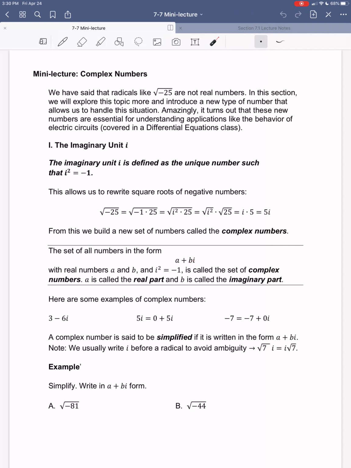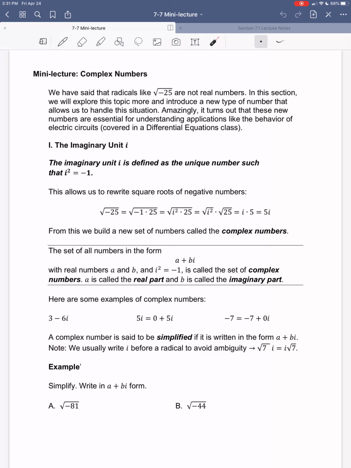So these are examples of complex numbers. 3 minus 6i would be a complex number. 5i, that doesn't have a real part. This is a pure imaginary number, but it could be thought of as 0 plus 5i. And then negative 7 is a real number, a pure real number, no imaginary part, but I could say it's negative 7 plus 0i. So in that way, all numbers we've ever dealt with before are really complex numbers, just with an imaginary part equal to 0. And we say a complex number is said to be simplified if it's written in this form a plus bi. So the real part and the imaginary part are separate.